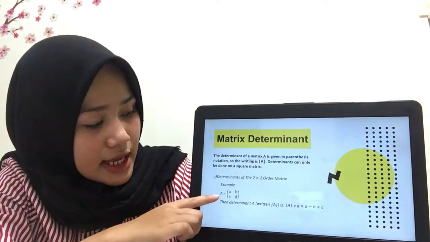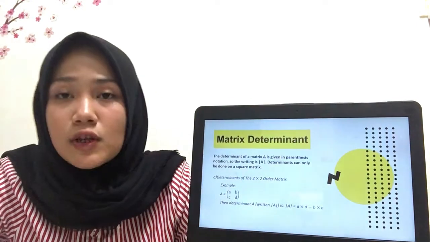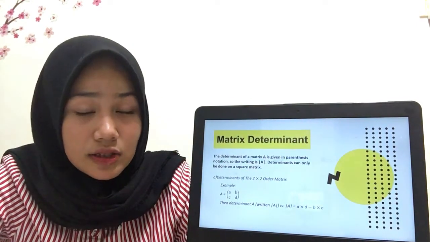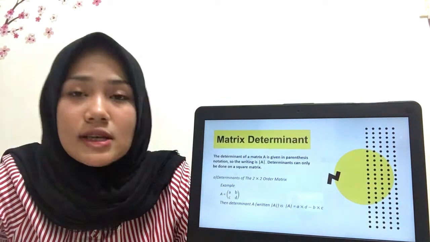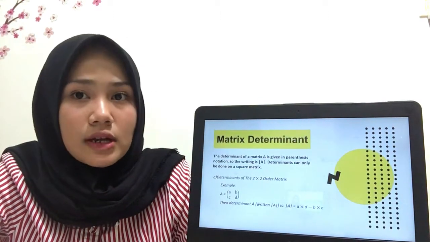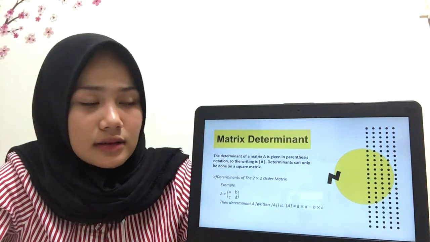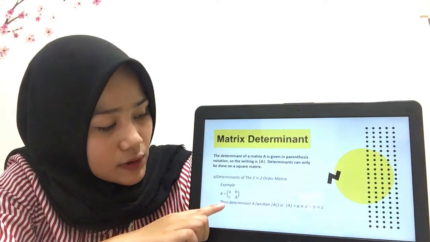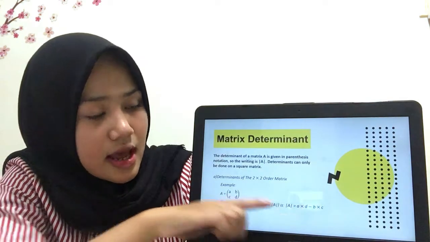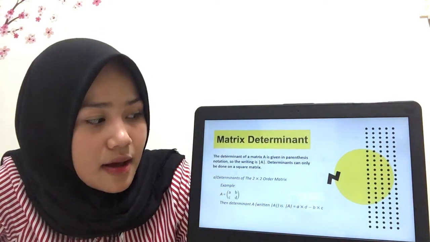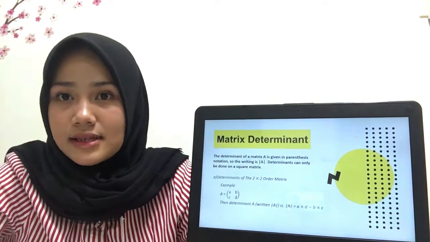There is matrix A, and to find the determinant of matrix A, we subtract the product of the side diagonal from the product of the main diagonal. So the determinant of matrix A is A multiplied by D minus B multiplied by C.